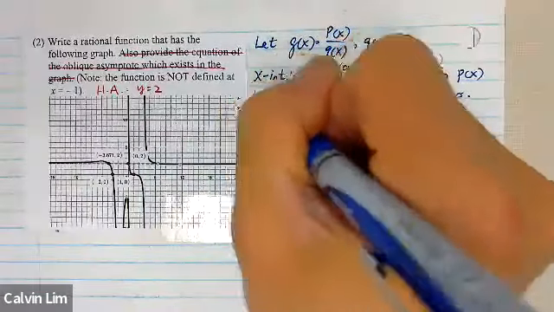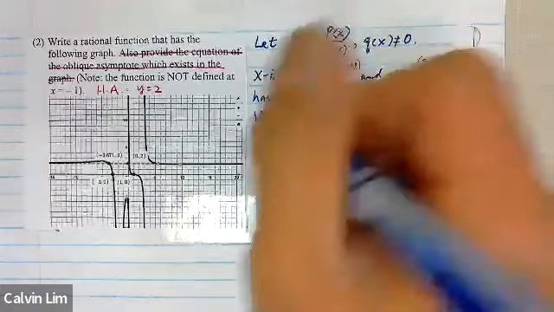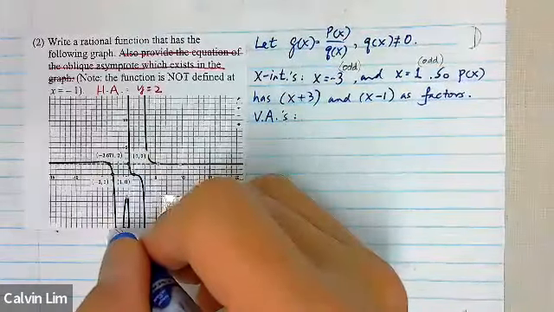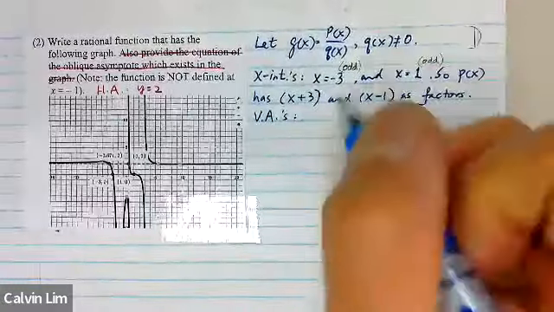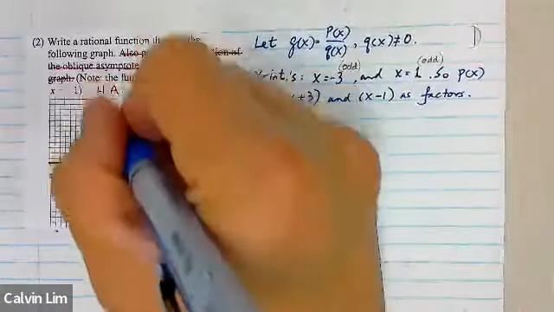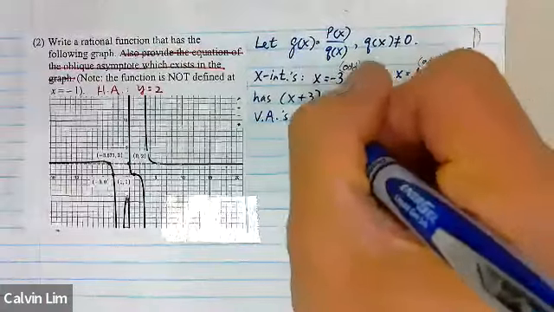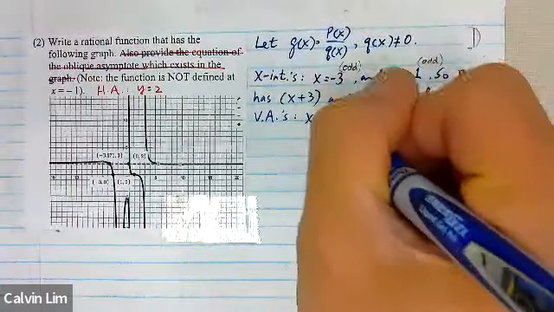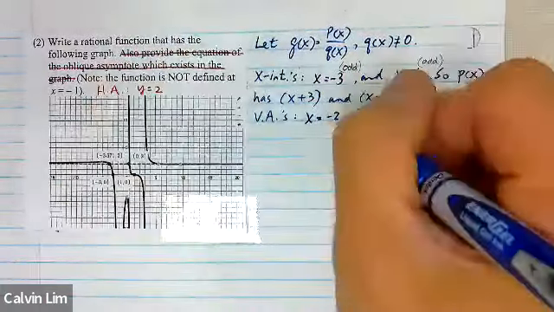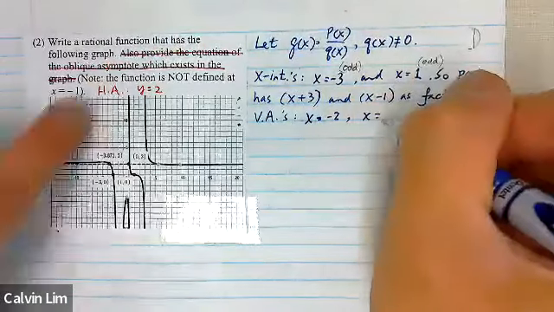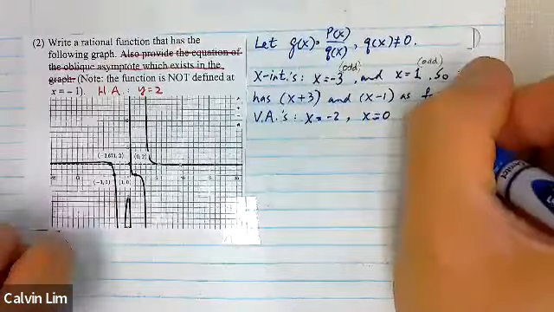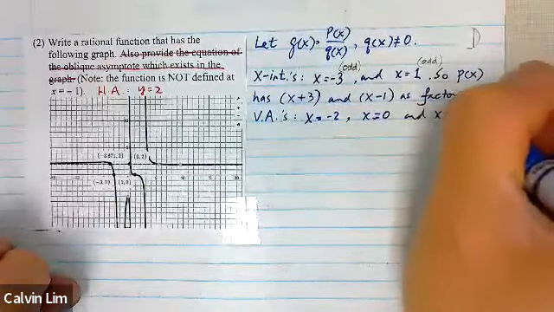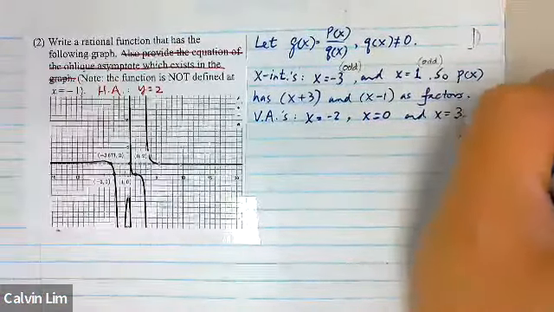So vertical asymptotes can also be clearly seen on the graph, right? If they're not clear, it will be given to you as written information. So from left to right, we have X equals -2 as one of the vertical asymptotes. X equals 0 is another one. And X equals 3.